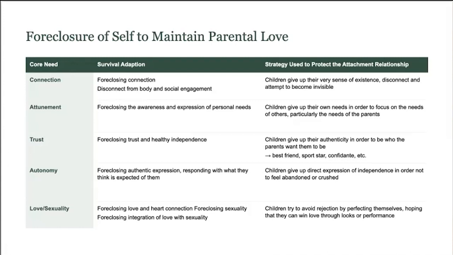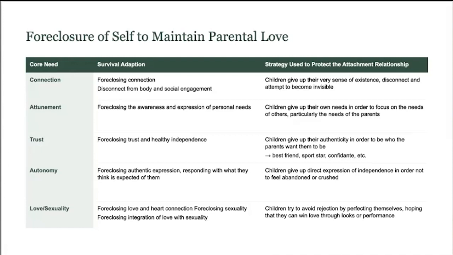With the second survival style that revolves around attunement needs, children end up giving up their own sense of attunement to their own needs. They no longer have access to feeling their needs. They disconnect from having needs in order to focus on the needs of other people. It's usually the parents in the beginning. So that's the adaptation in the second survival style.